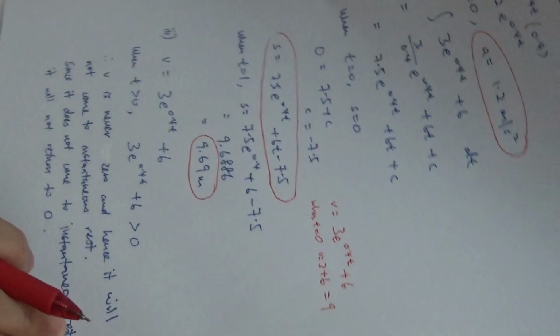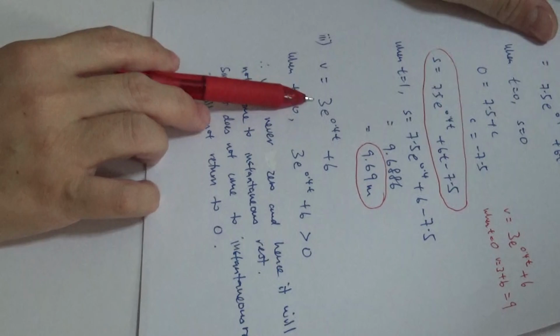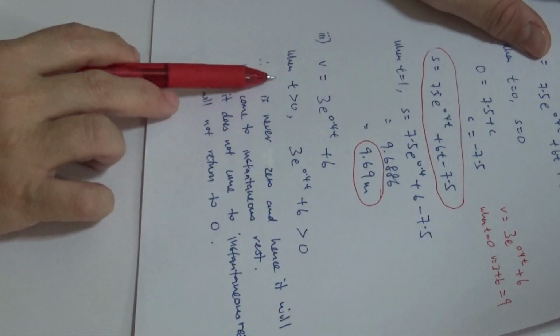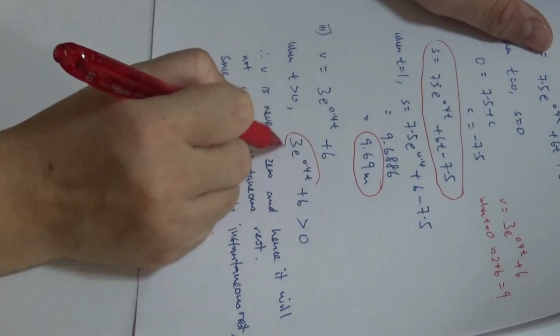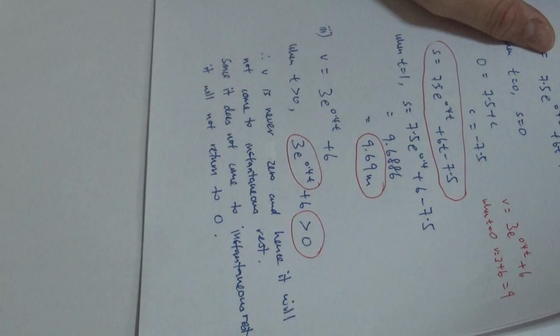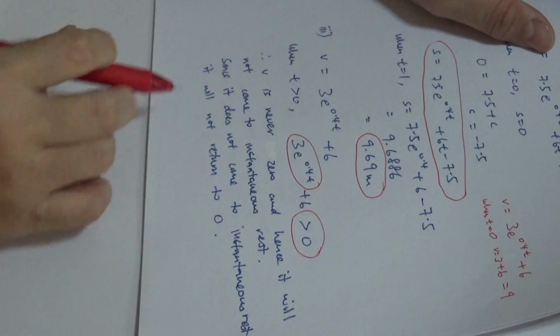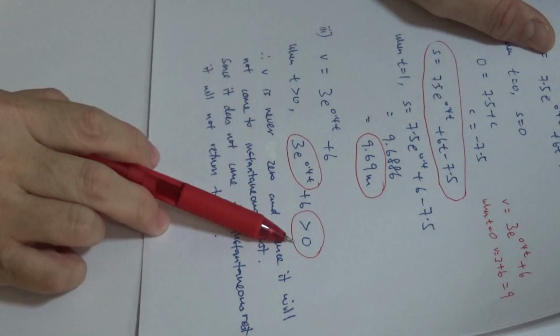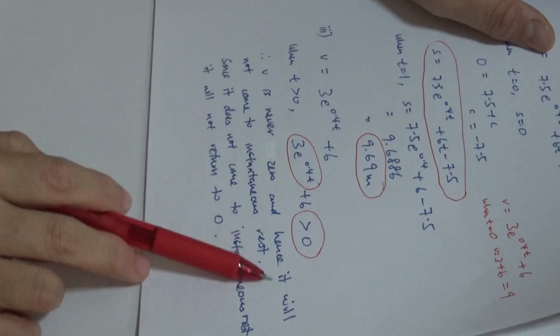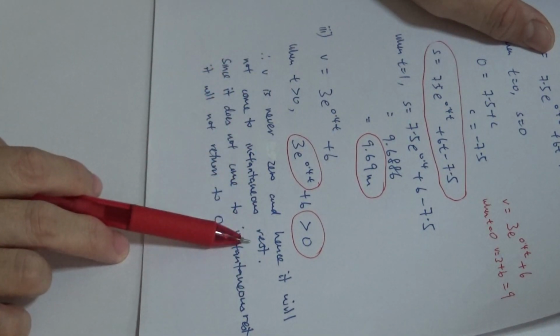Now, can you see that this particular function here, when t is 0 is already 9. When t is bigger than 0, this one is always bigger than 0. When we plus 6, it's still bigger than 0. That means it is always positive. Always positive. Okay? Therefore, v is never 0. And hence, it will not come to instantaneous rest.